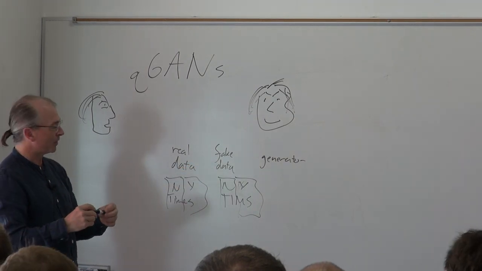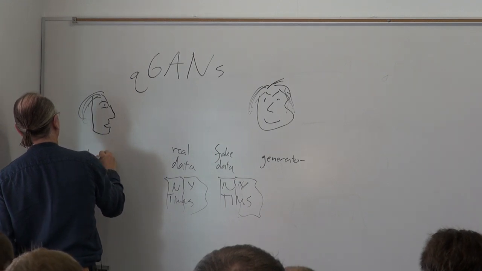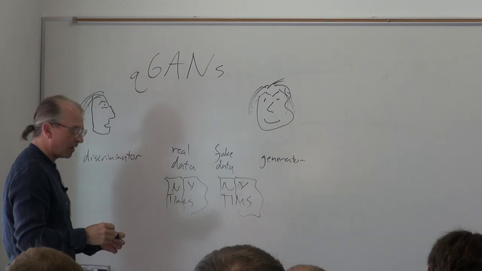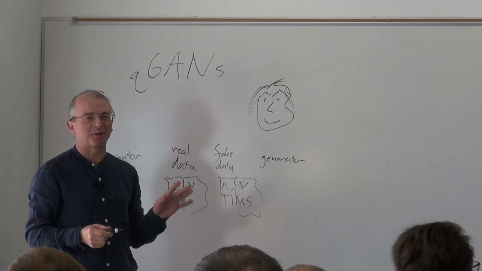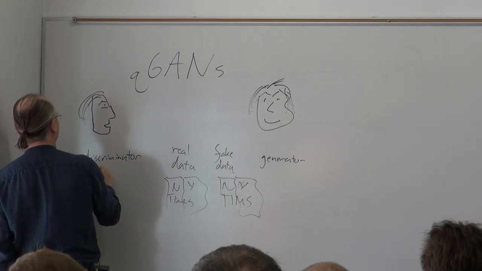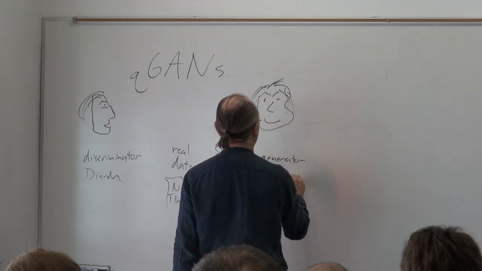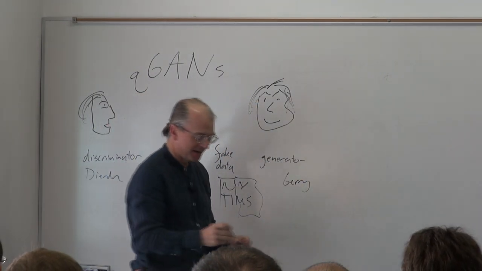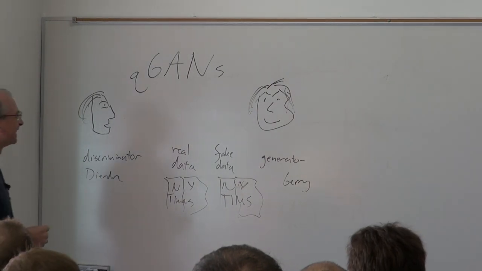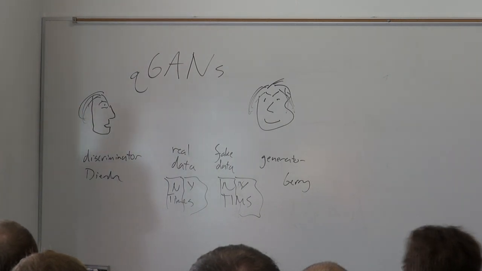Okay, so this is the discriminator. Now for the sake of exposition, I'm going to refer to the discriminator as she. We can call her Deirdre, the discriminator, and the generator as he. We'll call him Jerry, the generator.